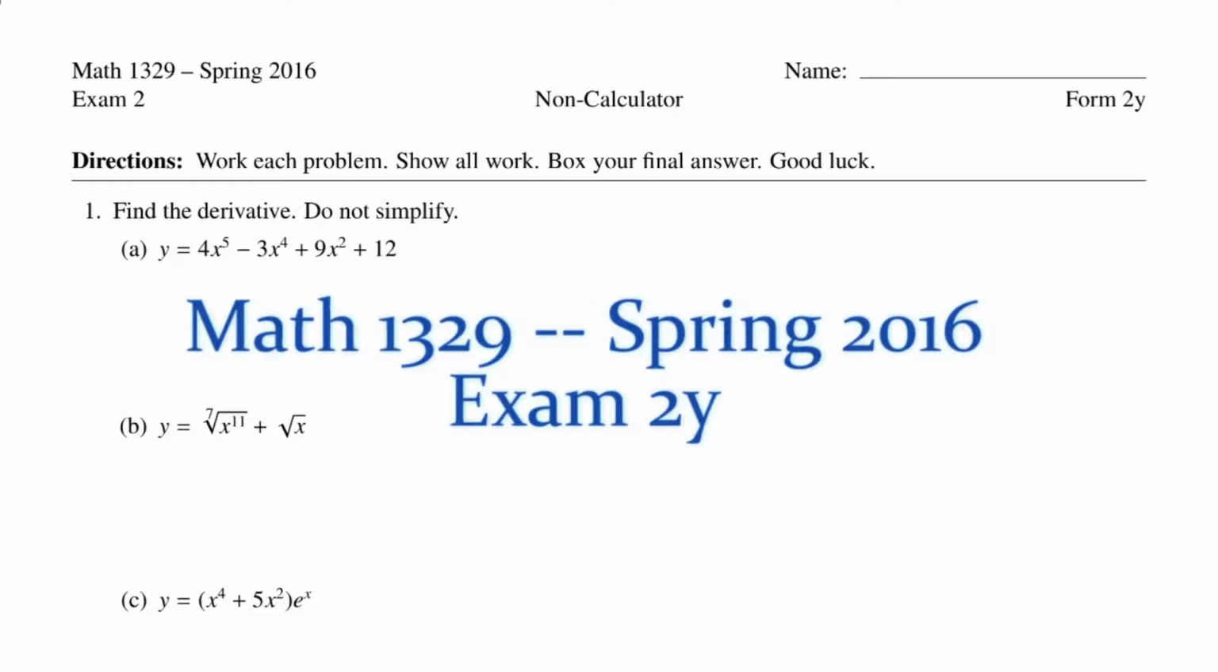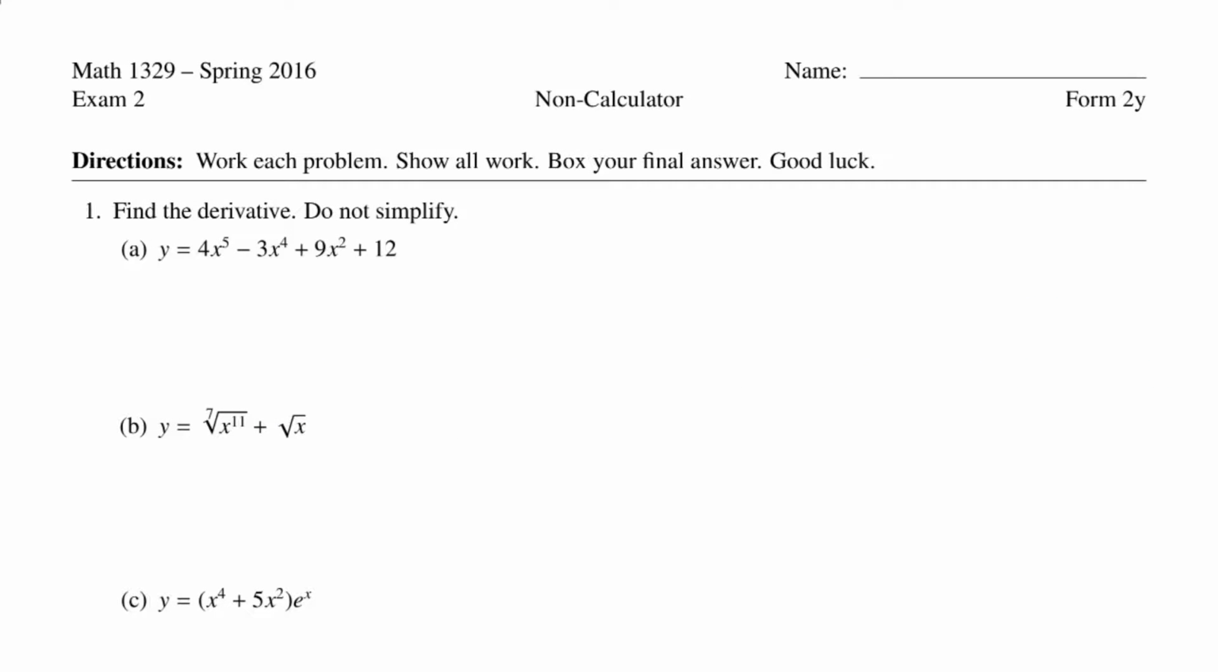All right, let's go over the answers to Exam 2, Form Y. Question number 1, find the derivative and do not simplify. So for the first one, it's a simple power rule. So bring the 5 down. 5 times 4 is 20, x to the 4th power, minus 3 times 4 is 12, and then times x to the 3rd power. 9 times 2 is 18 times x, and the derivative of 12 is 0.